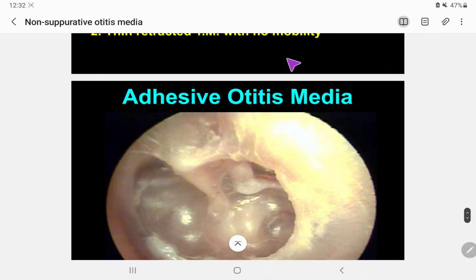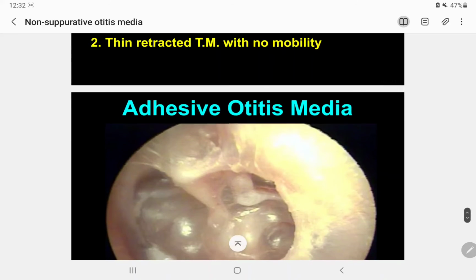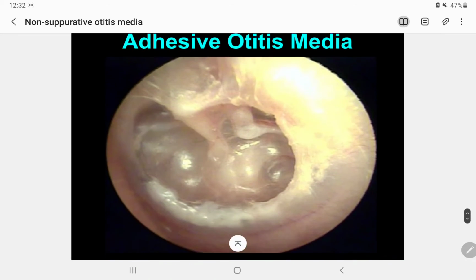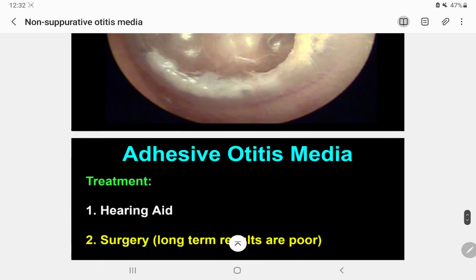Because it is adhesive, it is stuck, so there will be no mobility. Whatever you do, there will be no mobility that we see. We can see the tympanic membrane is atrophied with atelectasis, and then it will get adhered to the middle ear.